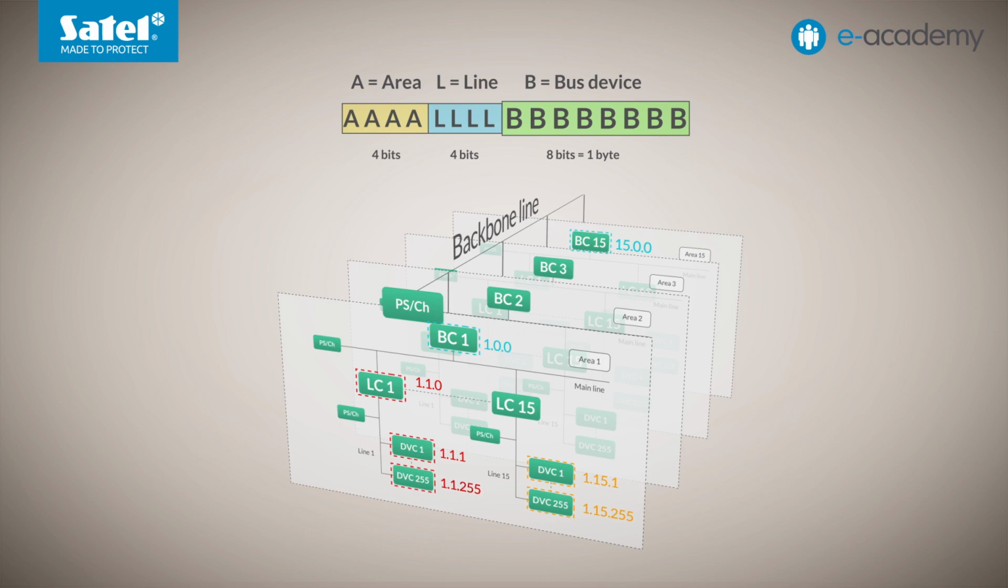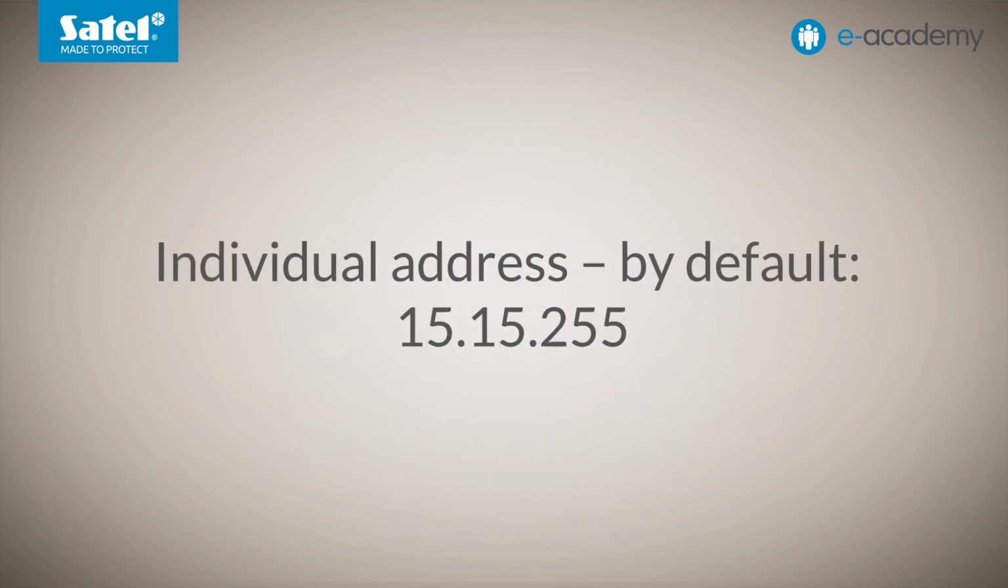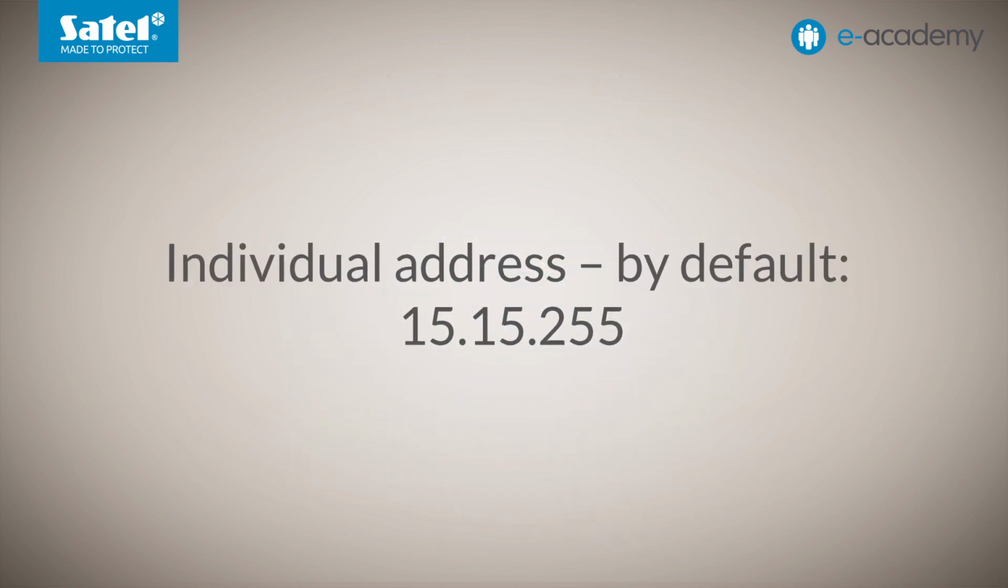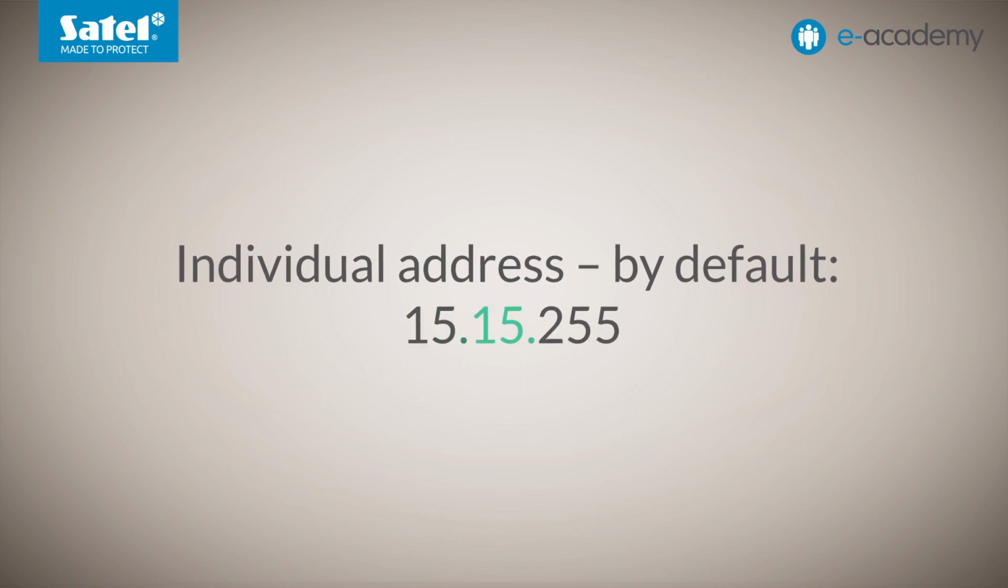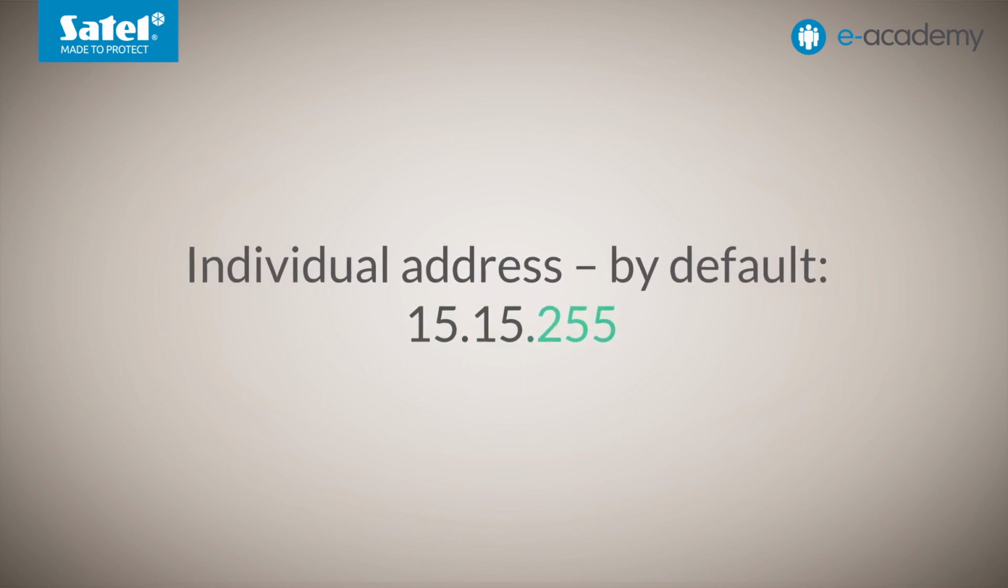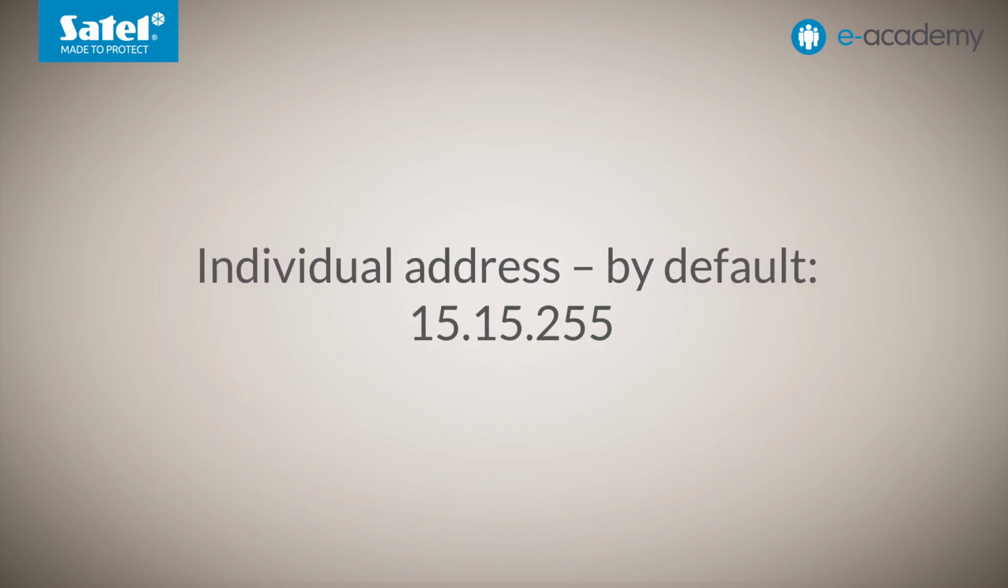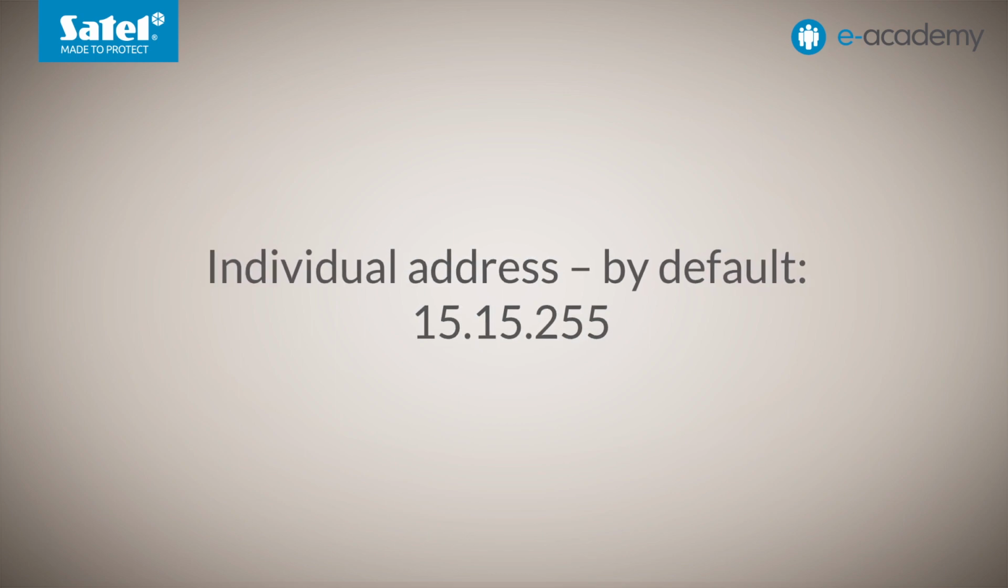1.1.255. On the line number 15 located next to it, we have also marked the devices, first and last. In this case, they have the following addresses, 1.15.1 and 1.15.255. It is worth adding that most new devices, regardless of their manufacturer, have the highest available address, so it is 15.15.255. You can, and in fact should, change it during programming.